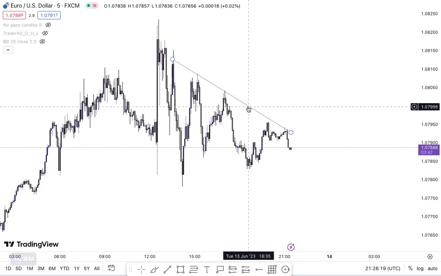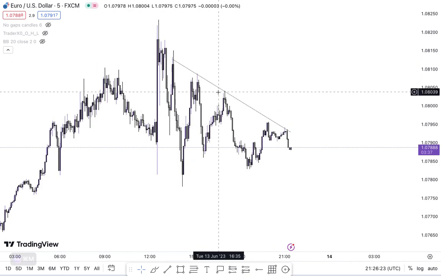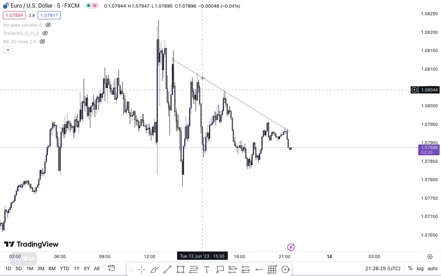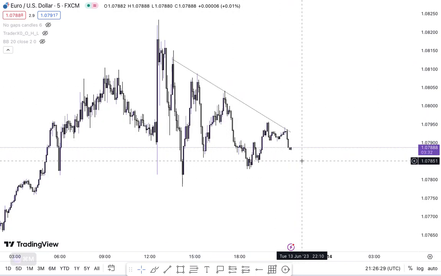Trend line can be used like support and resistance. As you can see, this trend line can be used as resistance, right? When it touches, it used to reverse from this zone. That's the use of the trend line.